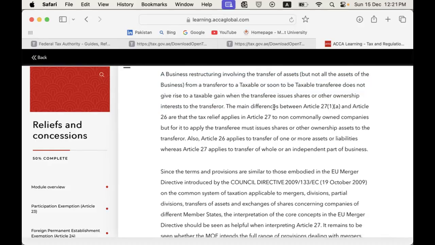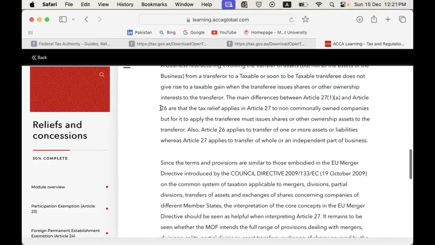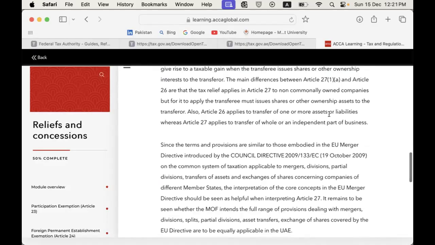I mean, here these are two independent companies who are doing a transaction in the business restructuring relief. But under Article 26, that was qualifying groups, 75% ownership. But for it to apply, the transferee must issue shares or other ownership assets to the transferor. Also, Article 26 applies to transfer of one or more assets or liabilities, whereas Article 27 applies to transfer of an entire business or an independent part of a business.